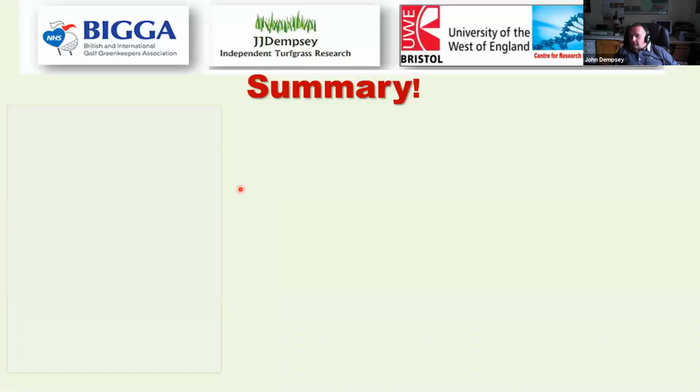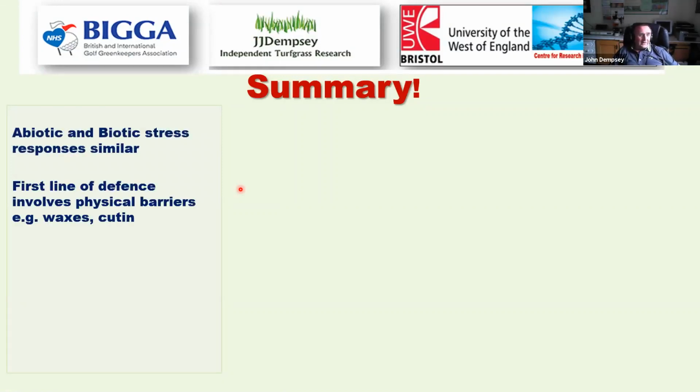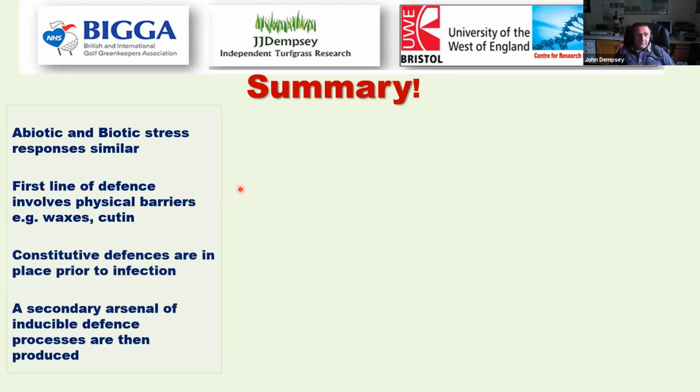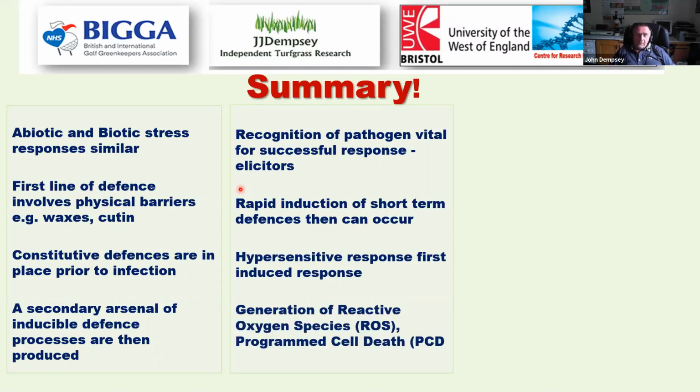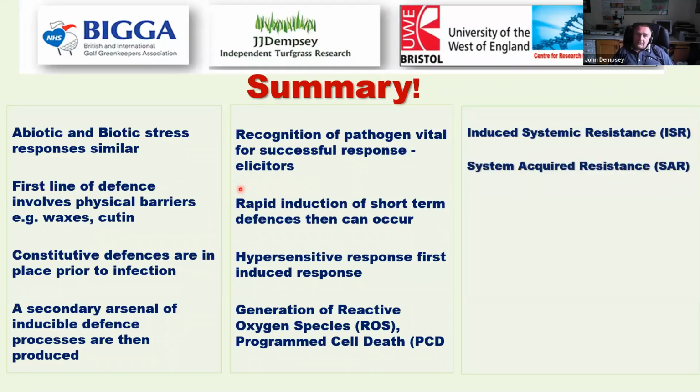So we're getting near the end of this, and looking at the clock here, I better get a move on. The biotic and abiotic stress responses are pretty similar. Our first line of defense is this physical barrier, such as waxes and cutin. These are in place all the time. But we have a secondary arsenal of inducible defenses. And crucial for this, of course, are our elicitors, which recognize the attack, and the hypersensitive response, which looks to stop and contain the infection. But after that, we have these induced responses which travel right through the plant and allow much more systemic or whole plant defense.